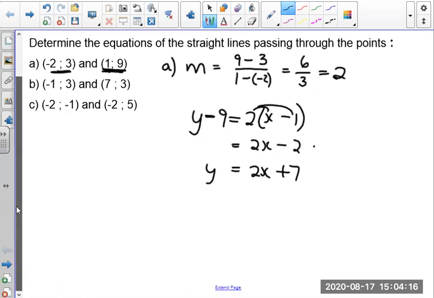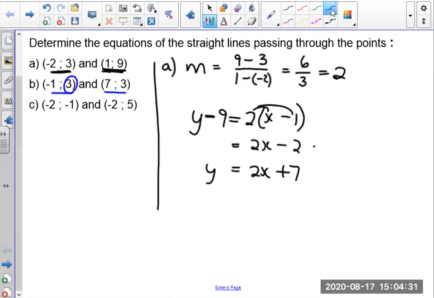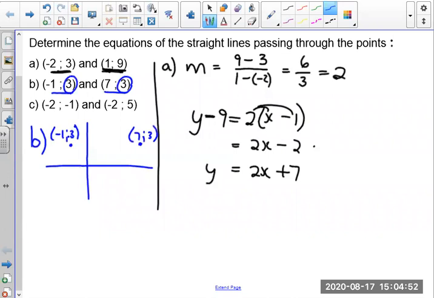Now, if we go to number B, I actually want you to see something. Through the points minus 1, 3 and 7, 3, can you see that the y coordinates are the same? If I sketch it for you, minus 1, 3, and 7, 3 will be somewhere there. And if I draw a line through those 2 points, what can you see? Can you see it's a horizontal line?